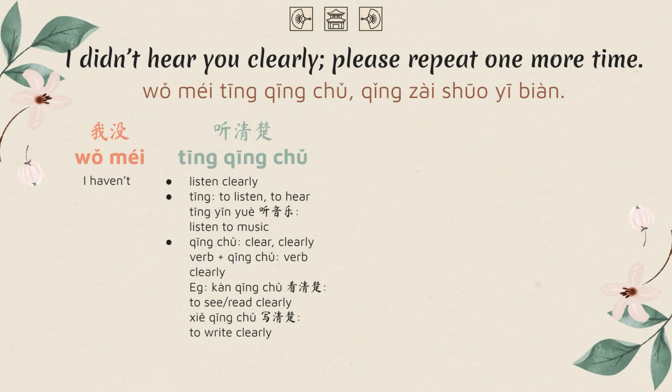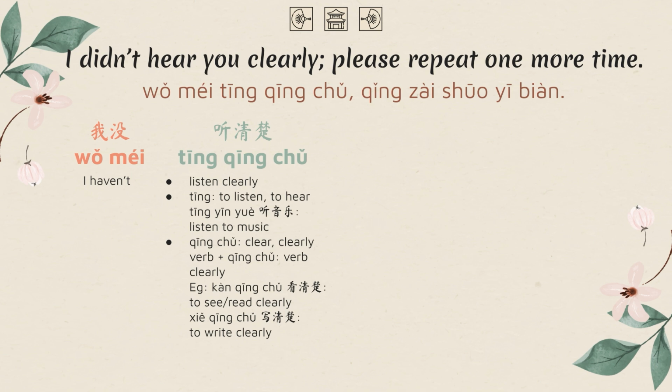清楚 means clear or clearly, since most Chinese adjectives are adverbs as well. Verb plus 清楚 means to do that verb clearly. 听清楚 means to listen or to hear clearly. 看清楚 means to see or to read clearly. 看 means to see or read. 写清楚 写 means to write, so to write something clearly.